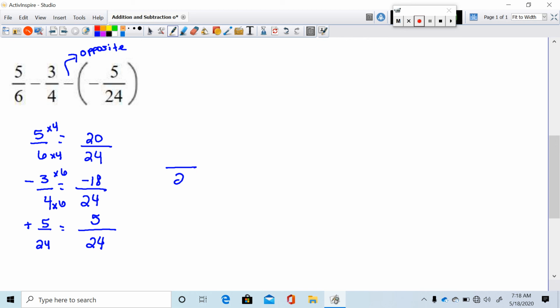So the common denominator was 24, and then I'm going to do what the numerators say to do. So 20 take away 18 is 2, and 2 and a 5, those are positive. 2 plus 5 is 7. So 7/24 is the answer.